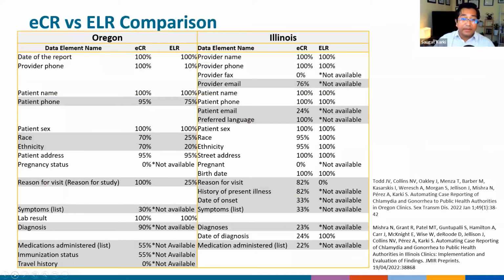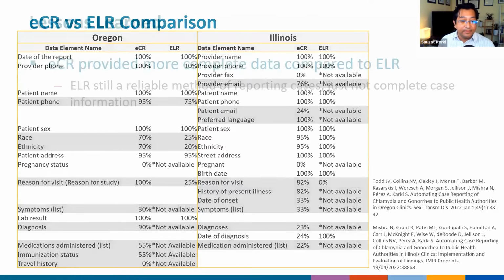So we also compared the completeness between ECR and ELR. For almost all data elements, ECR provided more complete data. We have highlighted in gray where ECR demonstrated improved completeness compared to ELR. And important examples include medications, symptoms, reason for visit, and diagnosis. As you can see, this was consistent in both the pilot sites. Next slide, please.